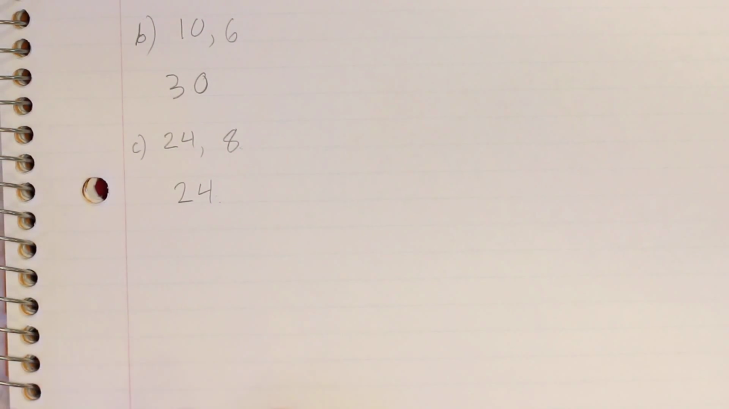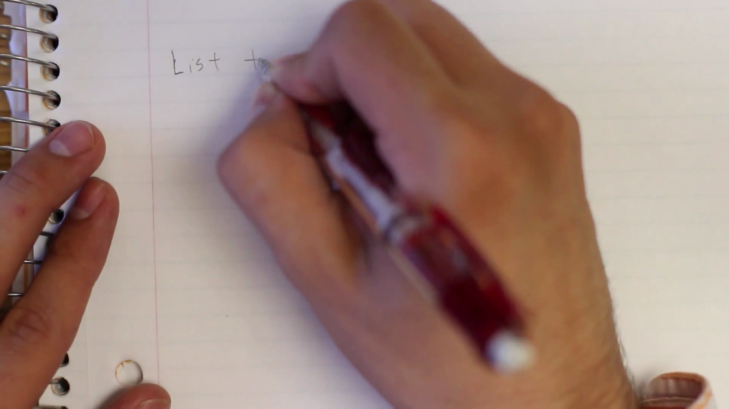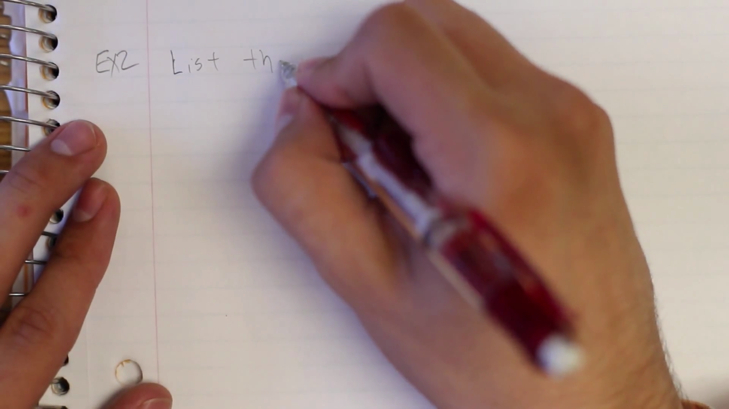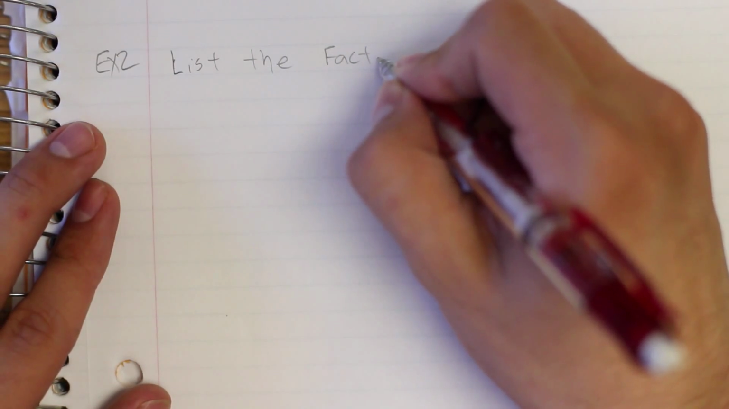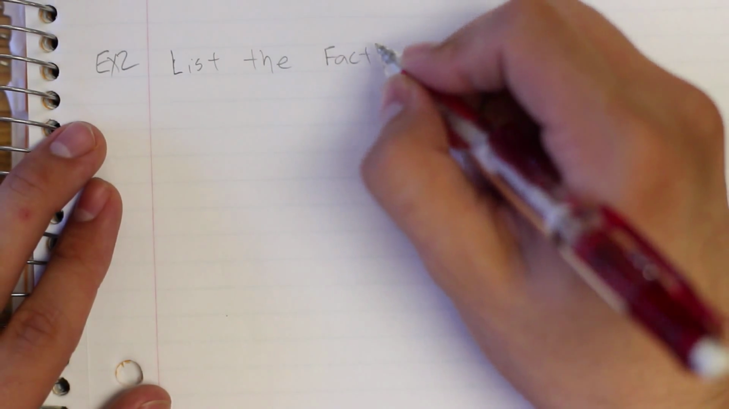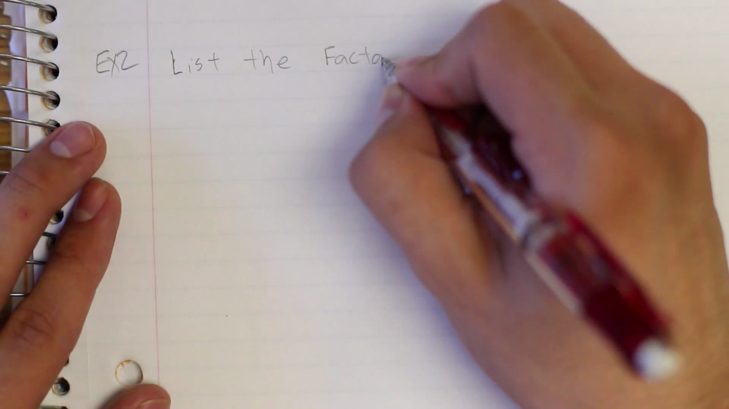Something else you might be asked to do is just to list the factors of a number. Now factors are kind of the opposite of multiples. They're more like the pieces that make up a number. So let's use 12 as an example. 12 is a great number. So if you're told to list the factors, this will be our example 2. Example 2. List the factors. Let me make sure I spell the word factors right. Nope, almost didn't. Factors. There you go.